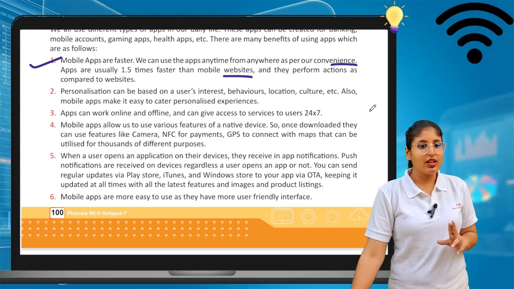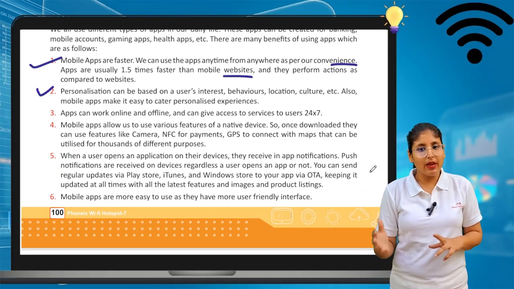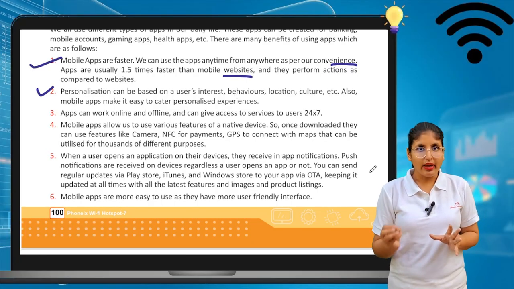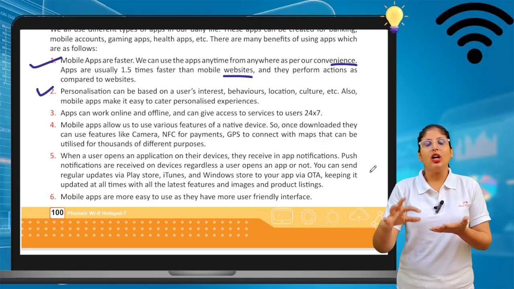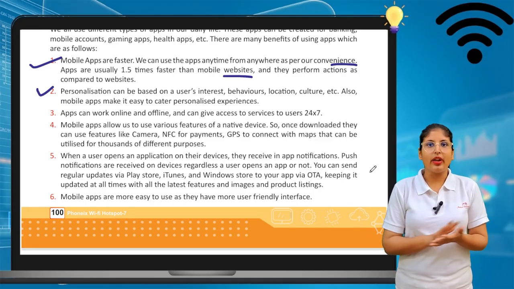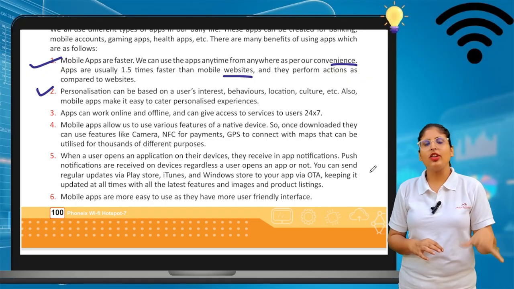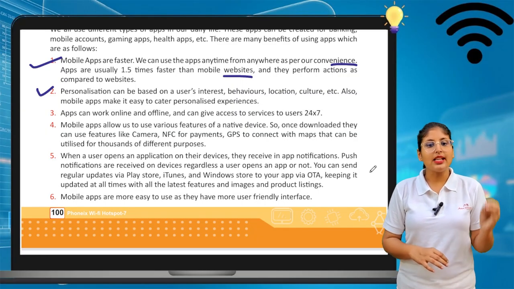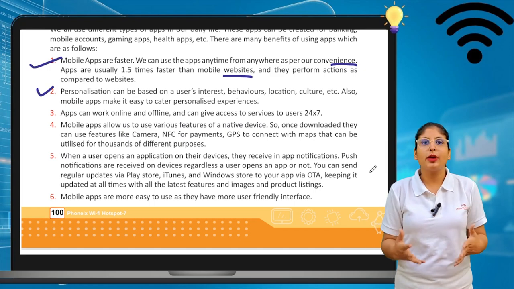Second is personalization, which can be based on the user's interest, behavior, location, culture, etc. So you can personalize it. Nowadays on Google also we can personalize symbols, background and everything according to your behavior and interest. Mobile apps make it easy to cater a personalized experience.